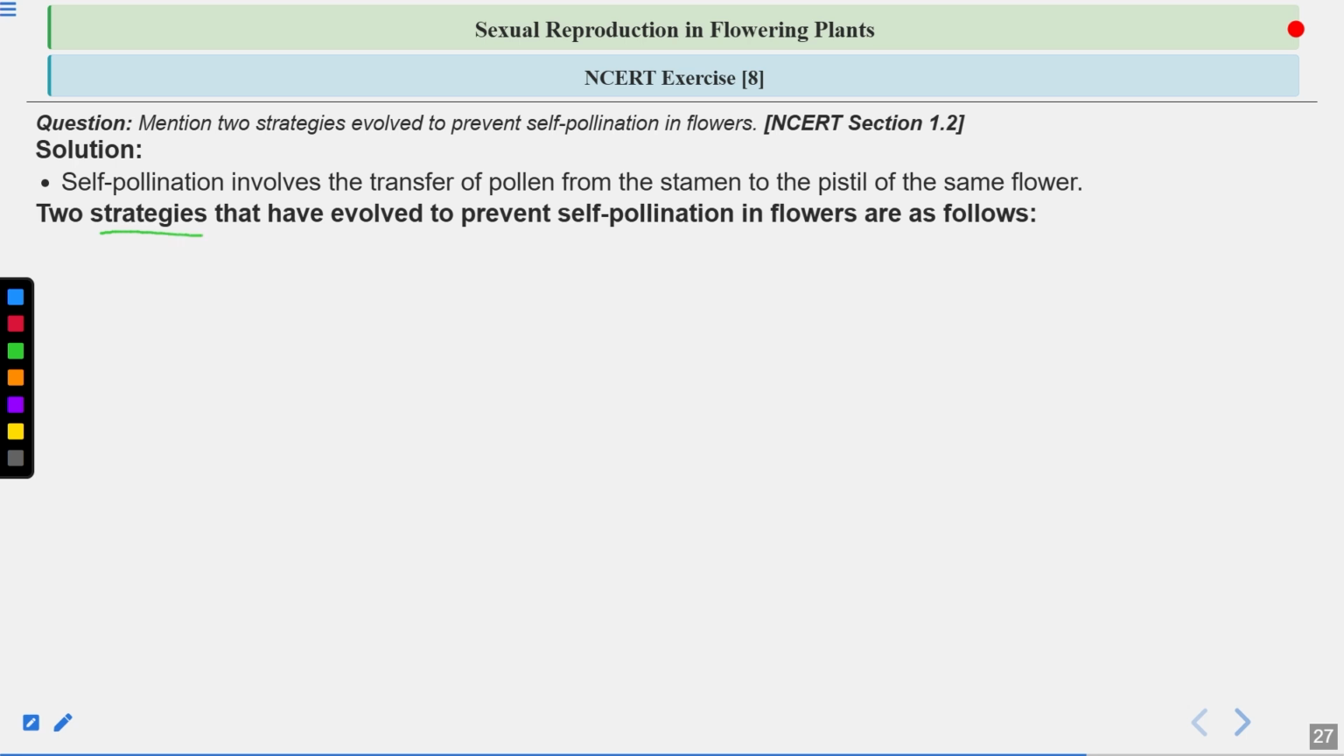Now, the 2 strategies that have evolved to prevent this self-pollination in the flower are as follows. So, there are some strategies that the flower itself develops so that no self-pollination should occur. I will explain why they want this.